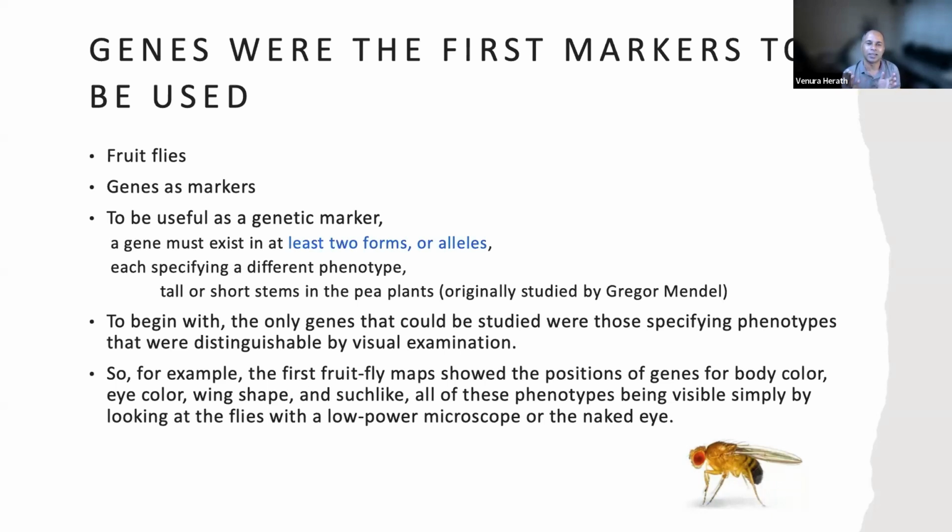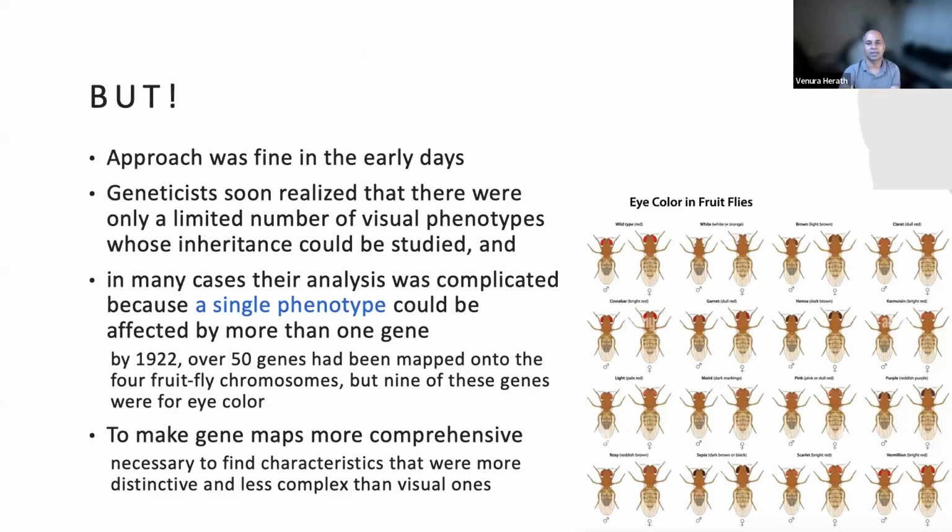But are these the only genes? Do you think every gene is going to show a phenotype? That's not the case, right? So the limitation is that there are only a few phenotypes that directly link with the different alleles. This is going to be a problem, but it was okay during the early days. But later on, geneticists realized there were only a limited number of visual phenotypes.